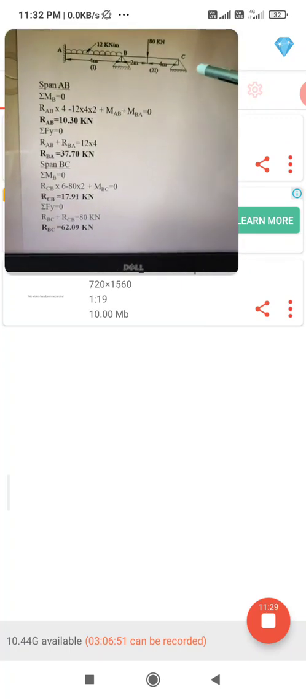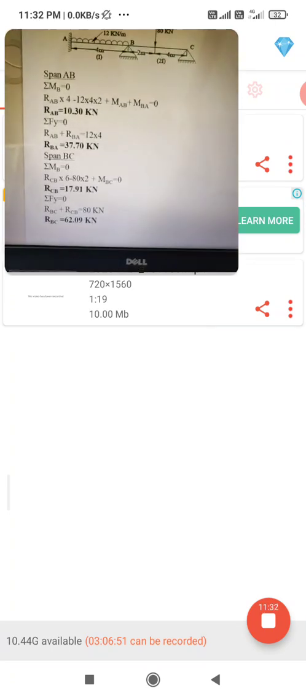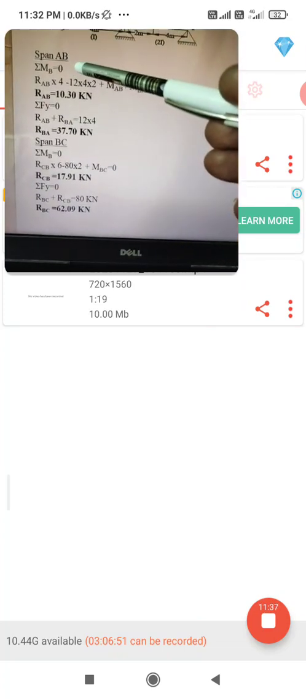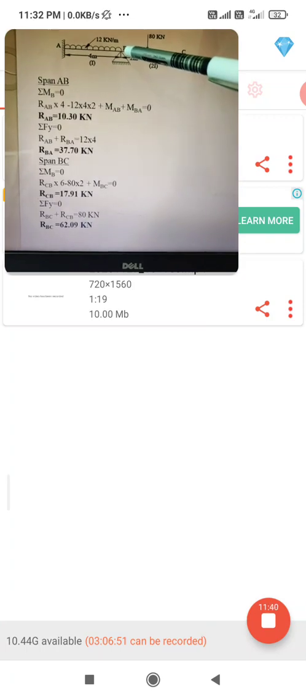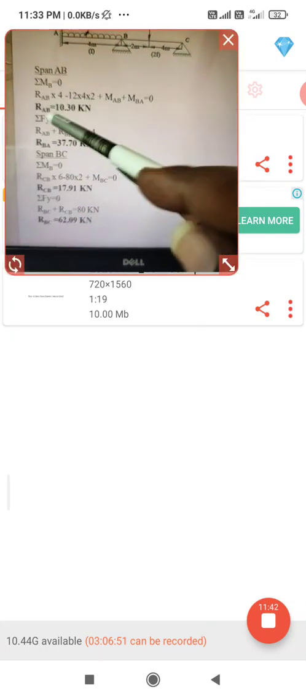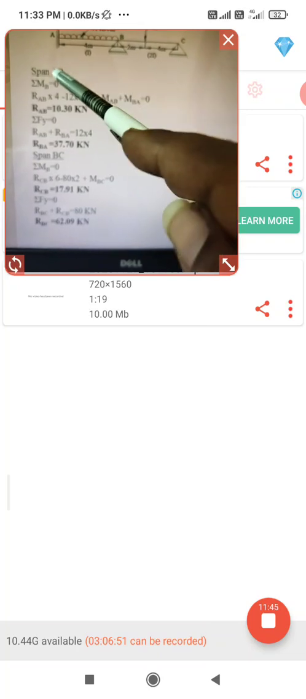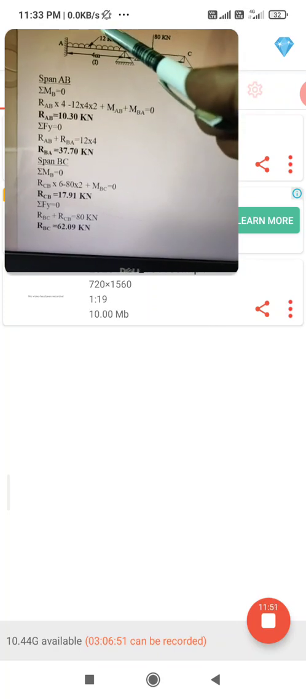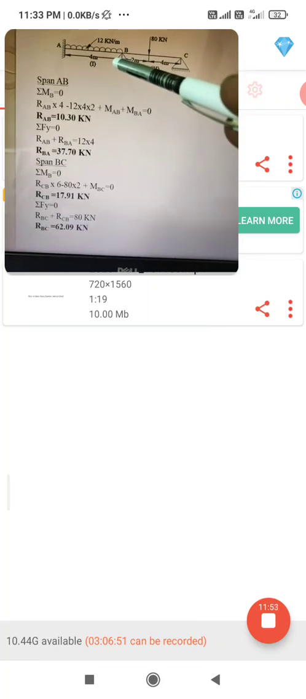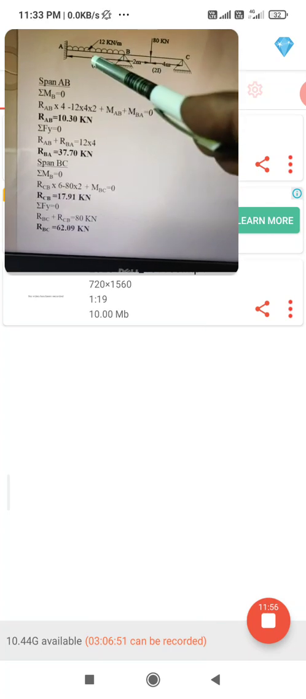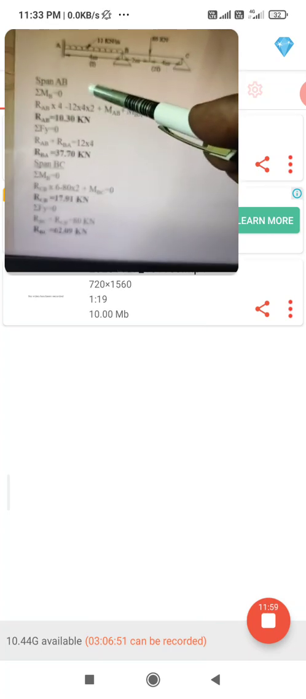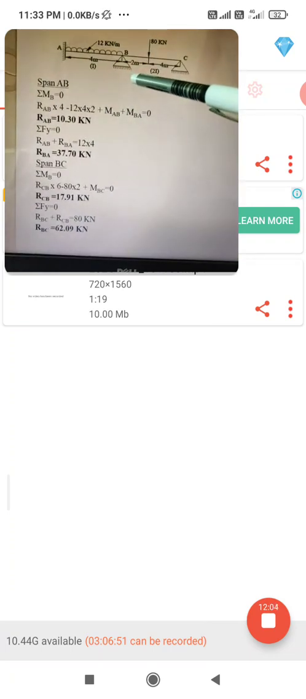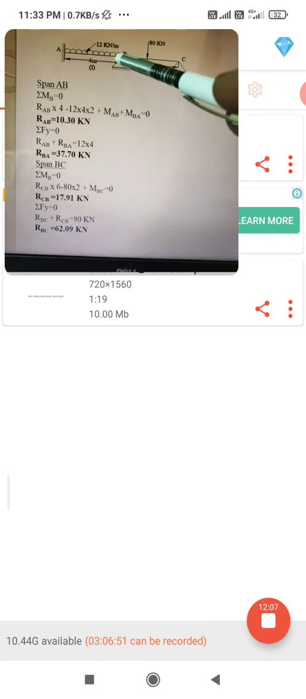Based on the loads, we have to determine the shear forces or reactions. Here, summation of MB, the moment at B, should be equal to 0 at the left hand side. So RA into 4 minus 12 into 4 into 4 by 2, plus the two moments MAB and MBA, should be equal to 0, because summation of moment at B equals 0 on the left hand side.